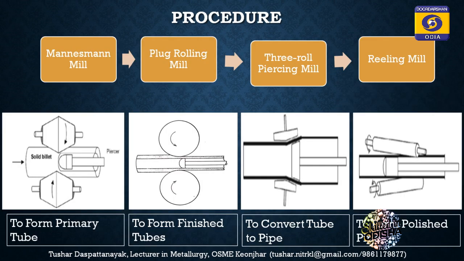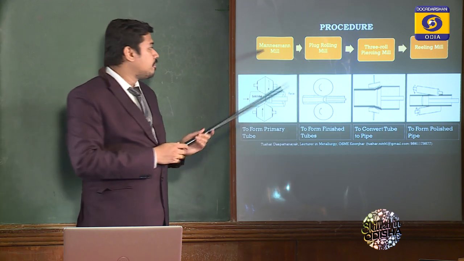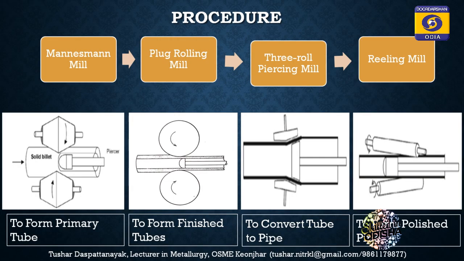Next, we'll look at the next slide. This is the procedure of it. How can we generate a seamless pipe? Four different kinds of mills are used to generate a seamless pipe. One is the mandrel mill, next is the plug rolling mill, next is the 3-roll piercing mill, next is the reeling mill.